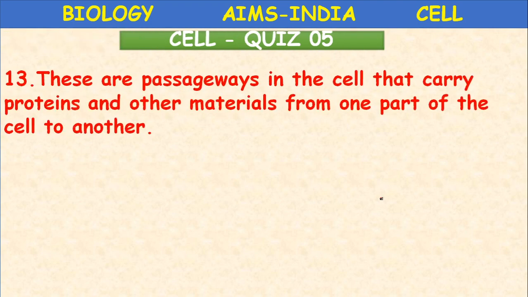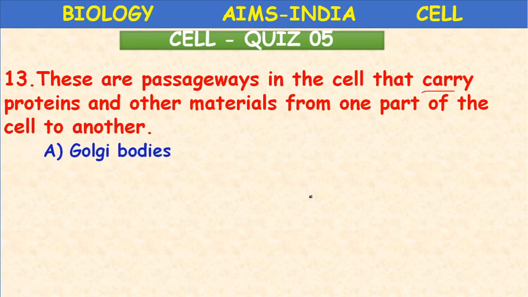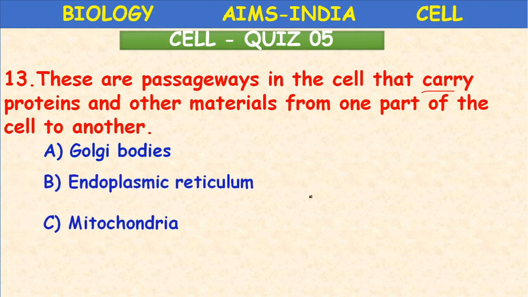These are passageways in the cell that carry proteins and other materials from one part of the cell to another. Golgi bodies, endoplasmic reticulum, mitochondria, nucleolus. What is the right option? The right option is endoplasmic reticulum, cellular transport. Okay. Next.